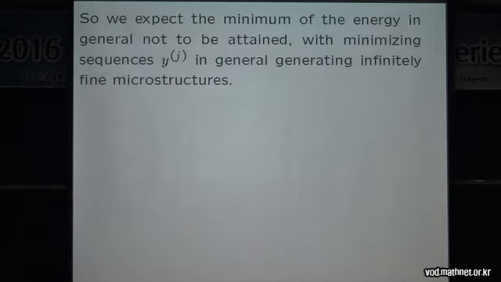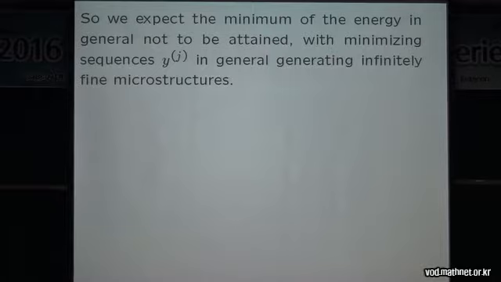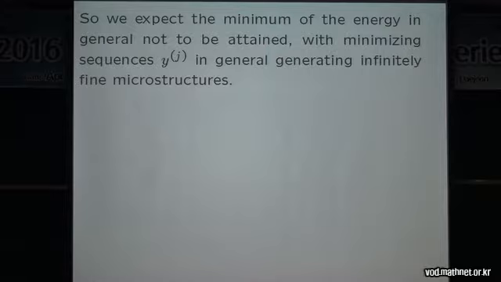So that means that we expect that the minimum of the energy is in general not attained. I said we wanted to minimize this integral, and now I'm telling you that you're not going to succeed in general, because there won't be a deformation y that minimizes the energy. The energy is bounded below, that's not the problem, but there won't be a minimizer. What we expect to happen is that if you take a minimizing sequence of deformations y_j, then their gradients will start oscillating at finer and finer length scales. They will converge to something that is not a minimizer, because there isn't a minimizer. So we expect that minimizing sequences in general will generate infinitely fine microstructures.